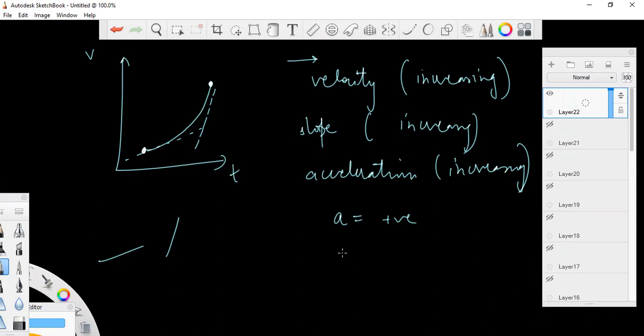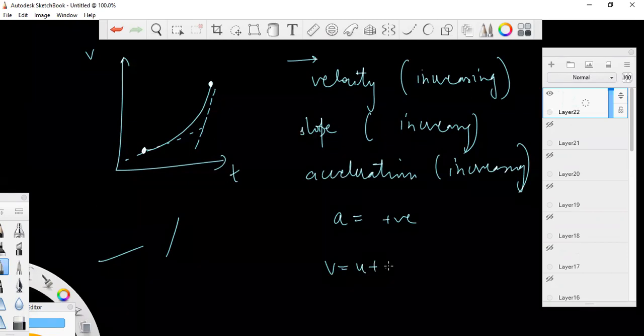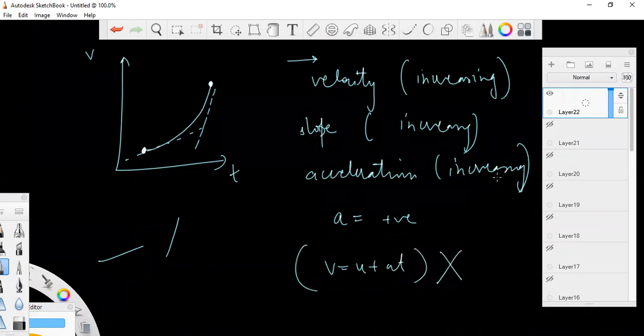Are these things very clear to you? Yes, sir. Can I use my V is equal to U plus AT equation here? No, I cannot use this. Someone said yes. Why? This was only valid when acceleration is constant. It is not constant, right? It is increasing. Acceleration is variable. Is that fine? Yes, sir.